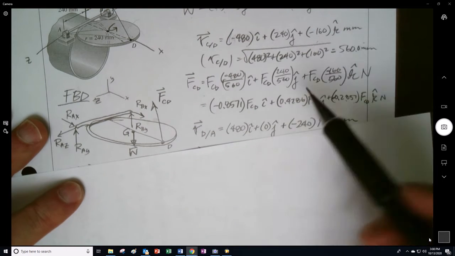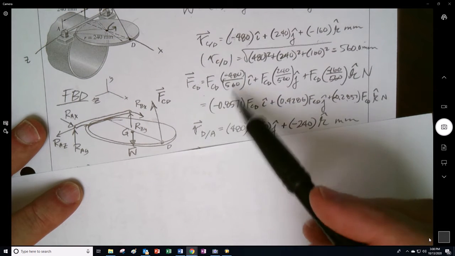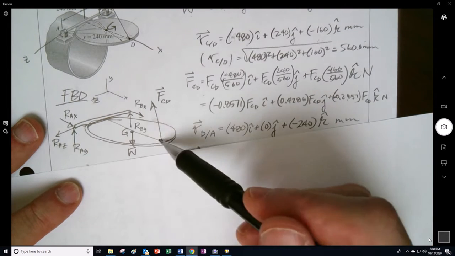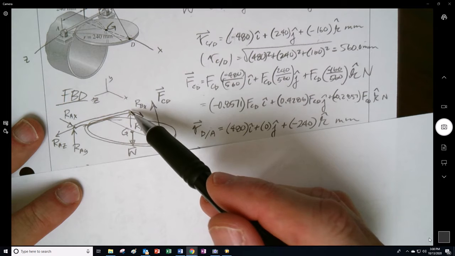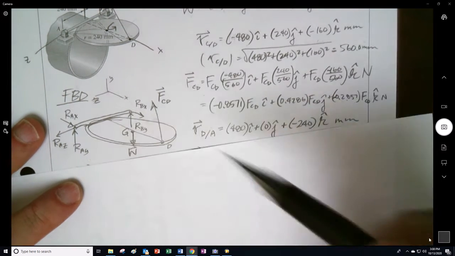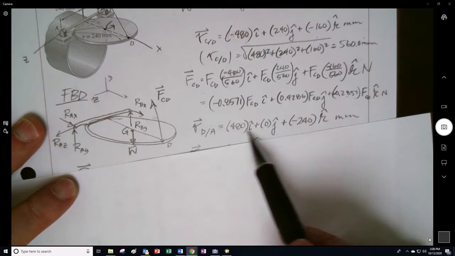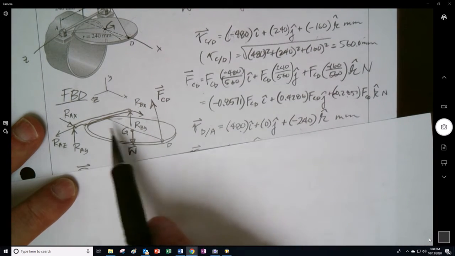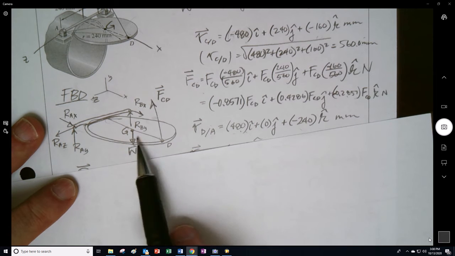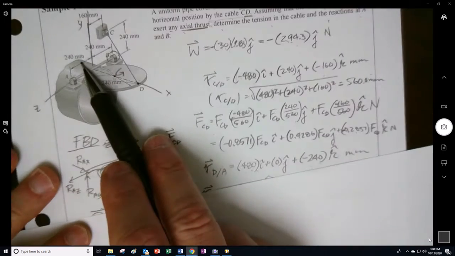So now I have the force of the cable. Now I want to get the position vector with respect to A, because I'm going to take moments about A. I think the book decided to take the moments about B. I decided to take the moments about A. So I'm going to get the position vector of D with respect to A from observation. It's coming positive, away from here, 480, and you have to go in the negative Z direction by 240.